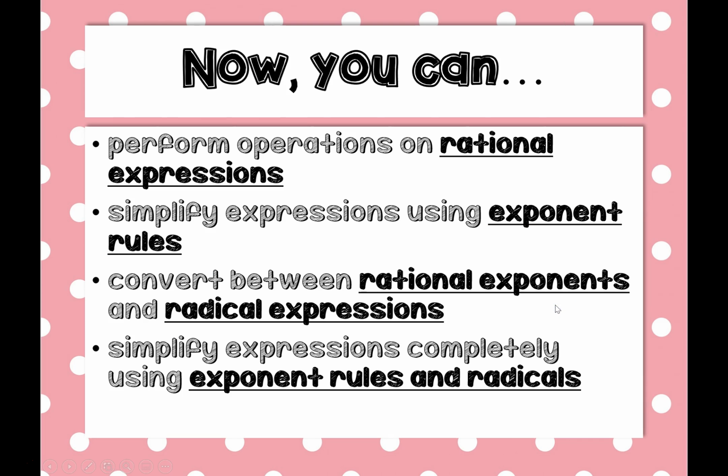All right, so in this video, we talked about how to perform operations on rational expressions. That was just reviewing the fractions. We simplified expressions using exponent rules. We also converted back and forth between rational exponents and radical expressions. And then we put all of that together to simplify expressions by using the exponent rules and also the radicals. Go ahead and try those couple of Now You Try problems for us to talk about in class.